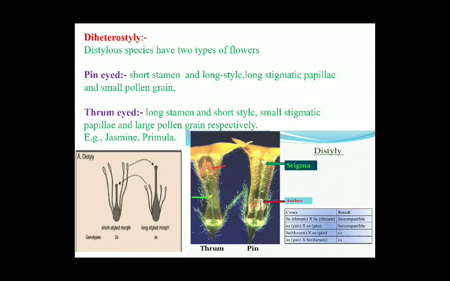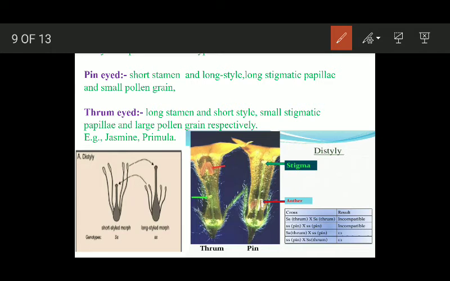Diheterostyly means if a plant species possesses only two types of flowers, and these flower types are named as pinnide and thrumide. Now what are pinnide and thrumide flowers? Pinnide flowers have short stems because of which the anthers are at the bottom, and they have a long style due to which the stigma is positioned at the top.